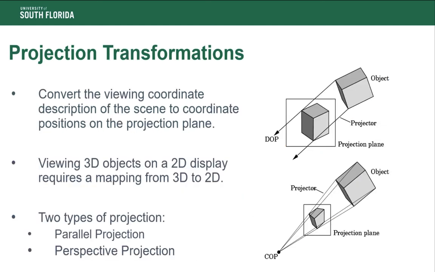So projection transformations convert the viewing coordinate description of the scene to coordinate positions on the projection plane. Viewing 3D objects on a 2D display requires a mapping from 3D to 2D. There are two types of projection: one is parallel projection, and the other one is perspective projection.